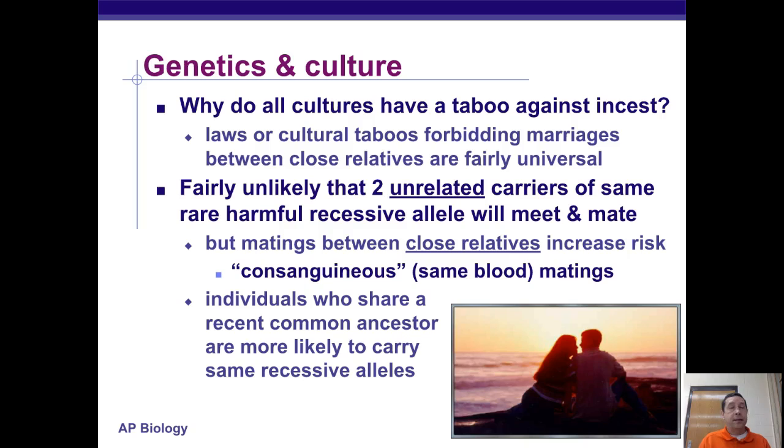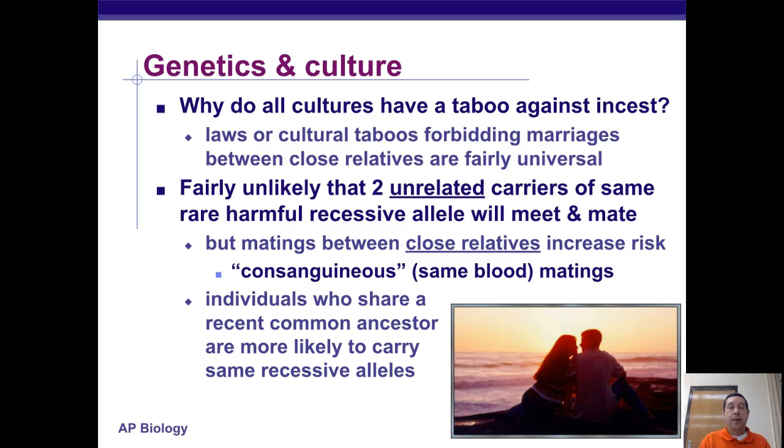For a lot of the diseases we talked about, they were recessive diseases. That means you have to have parents who either have the disease or at least are carriers. So it's fairly unlikely that two unrelated carriers for the same rare harmful recessive allele will meet, mate, and have offspring. But if you have individuals that are close relatives, they're likely to have similar genetic makeup, so that there's an increase with what we call consanguineous or same blood matings.